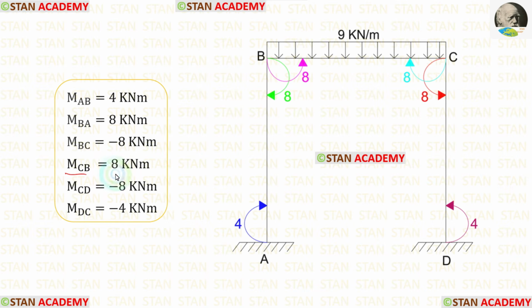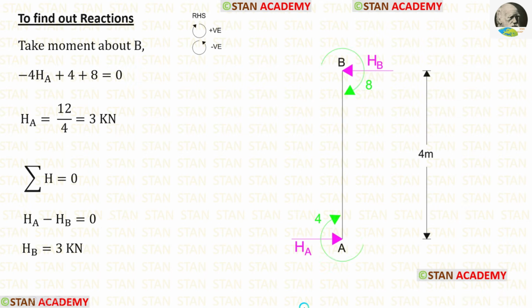For MCB, we have got a positive value. That means it is acting in the clockwise direction. For MCD, we have got a negative value. That means it is acting in the anti-clockwise direction. Finally, for MDC, we have got a negative value. That means it is acting in the anti-clockwise direction.